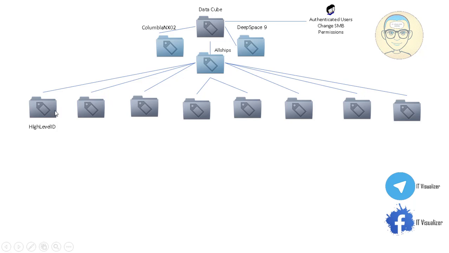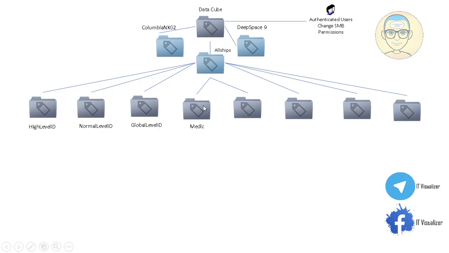So for example, if there is a high level group in every branch and in the main office, we have a group in Active Directory called high level users in the main office, and we have it in the branches too. So Columbia has a group called high level users, and Deep Space has another group called high level users, and the main branch also has high level users. So this folder will be accessed by all ships for only the high level users group, and we can continue with the normal level ID, the same, the global level ID, and then the medic.